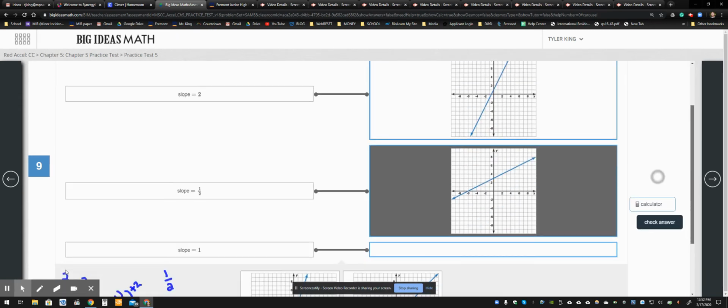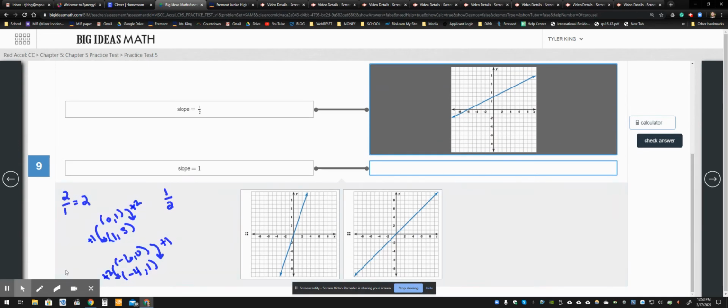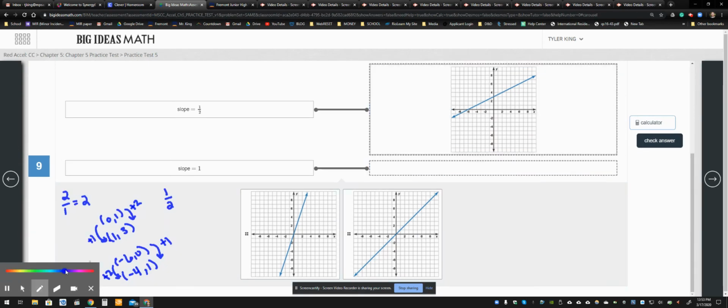Okay. Then looking at the third one here, we are going to see that this is going to start at the point of 0, 0. Okay, it's going through the origin. We're at 0, 0. We're going to go up by 3 and to the right by 1. So we're going to end up at the point of 1 comma 3.